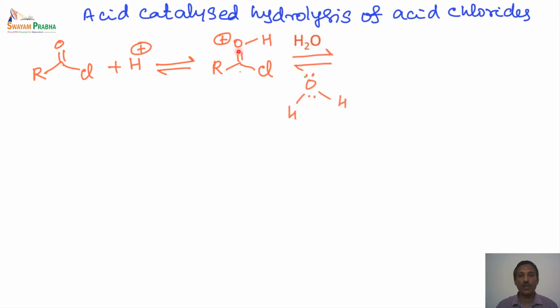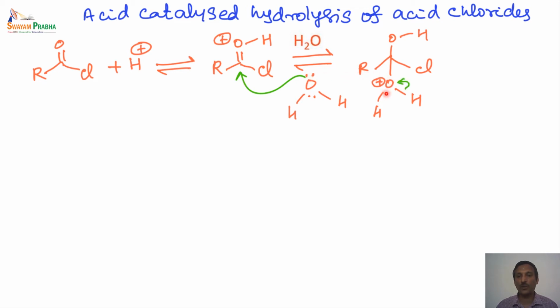So this oxonium ion is now being attacked by the solvent water molecule, because there is a lone pair of electrons on the oxygen, and this carbon is electrophilic in nature. This oxygen pulls the electron towards itself, so that the charge is neutralized here as an OH, and this oxygen, since it lost the lone pair, becomes an oxonium ion.